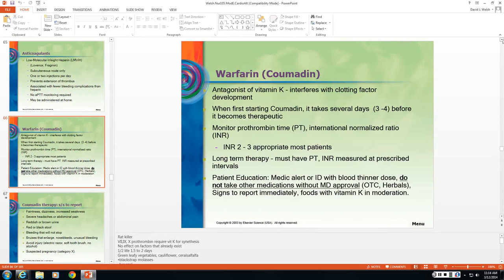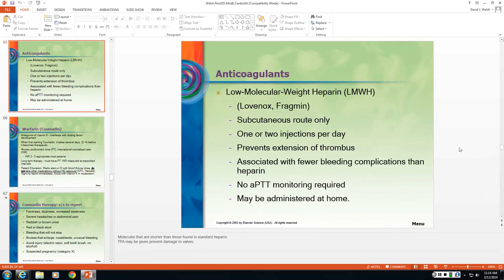Now, the big thing to remember with Lovenox or Fragmin is that the syringe is going to come pre-filled and it's going to have an air lock in it. You do not want to get rid of that air lock. Okay, the air lock is used to make sure that all the medication gets into their system. So you do not want to get rid of that air lock. It is, like we said, given sub-Q, 1 to 2 times a day, and it has fewer bleeding complications.